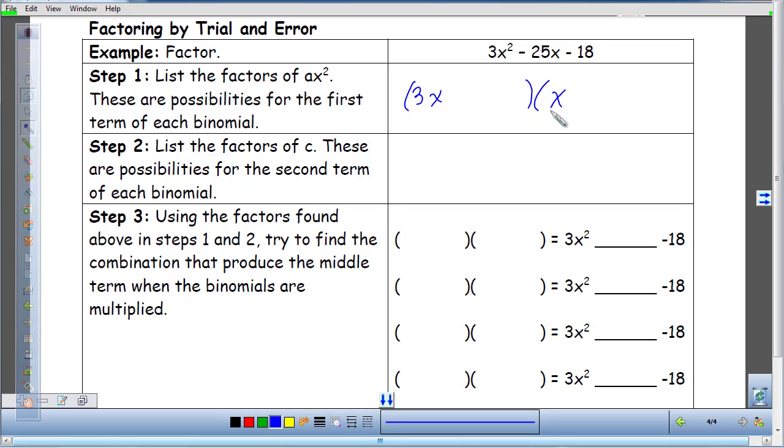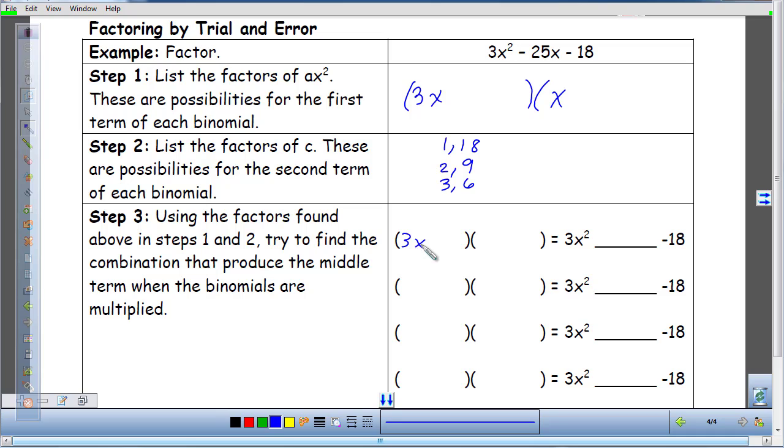So in cases where both that leading term and the constant have very few factors, this might work quicker. But I know already that if I'm going to factor this, it's going to look something like that. Does that make sense? But with the 18, there are a good many more possibilities. It says list the factors of C. These are possibilities for the second term. So with 18, we've got 1 and 18, 2 and 9, 3 and 6, and that's it. We would have to try all of those out to see which ones will work so that we get negative 25 in the middle.